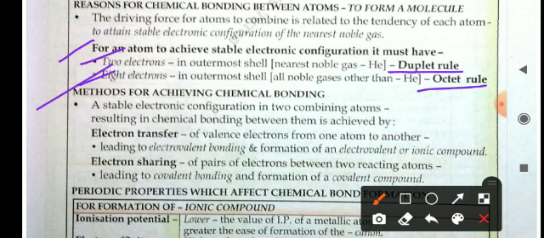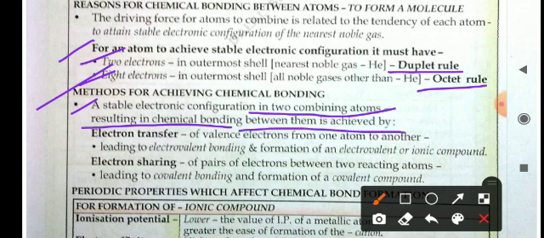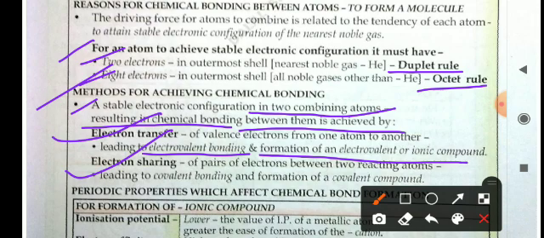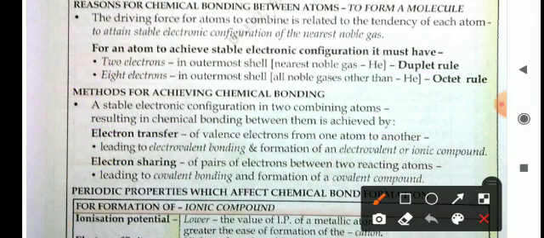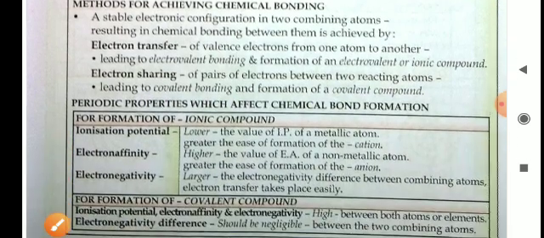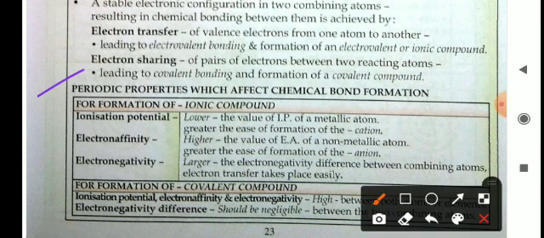Method for achieving chemical bonding: a stable electronic configuration in two combining atoms, resulting in a chemical bond between them, is achieved by electron transfer or electron sharing. Electron transfer is known as electrovalent bonding, and an electrovalent or ionic compound is formed. In sharing, a covalent bond is formed and the compound is known as a covalent compound. Periodic properties which affect chemical bond formation: number one is ionization potential.